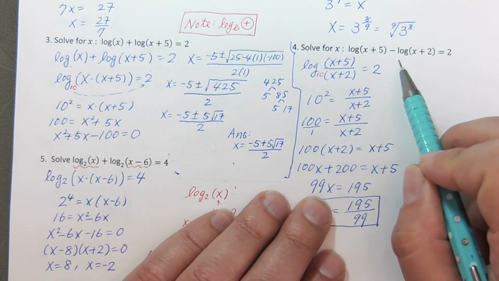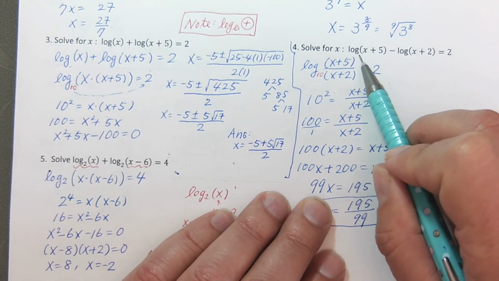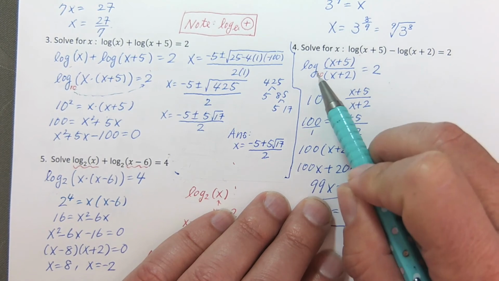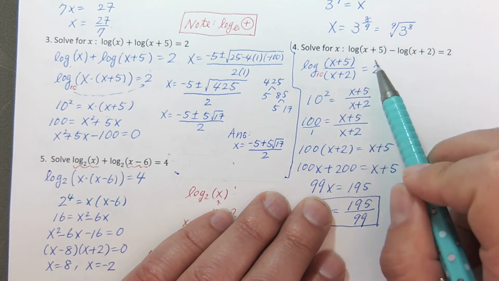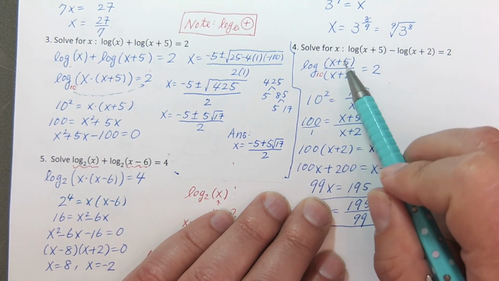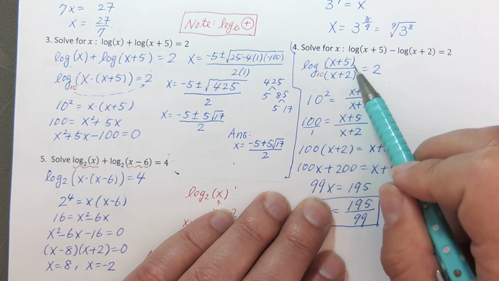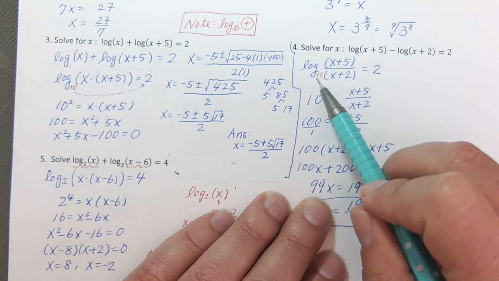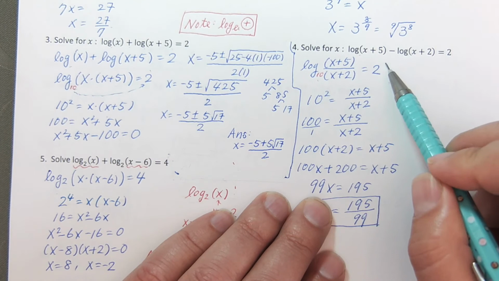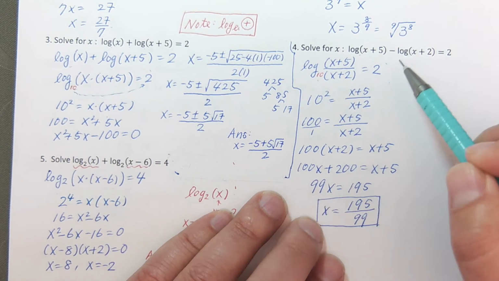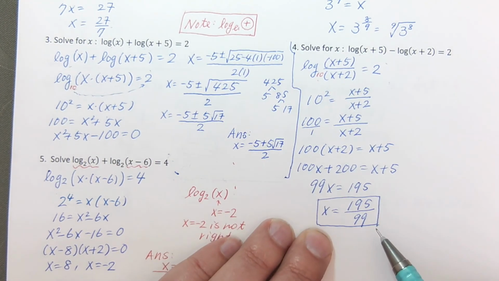Here we're subtracting, and again, notice that this is base 10, it's log, and there's no base written in, so it's an implied 10. Subtraction means that we're dividing. So here we are dividing. This becomes the domain, the x plus 5 over x plus 2 equals the base 10 raised to the 2nd power. Then you just solve for x.